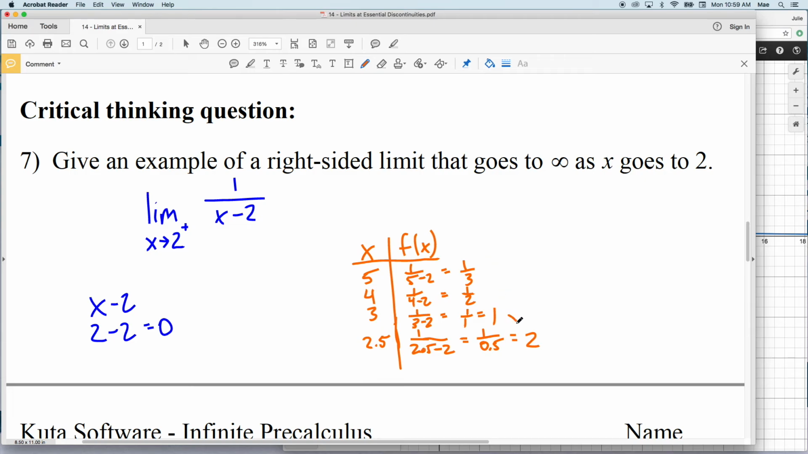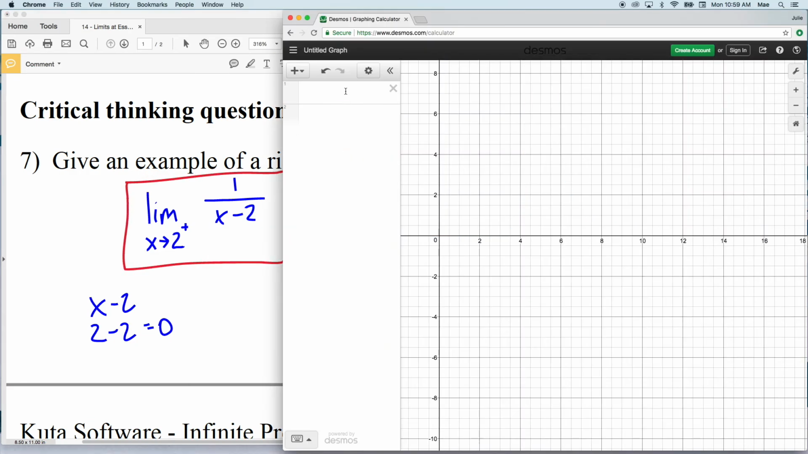So you can see my values are getting larger as we're approaching positive 2 from the right. So this limit will go to infinity as x approaches 2 from the right. And let's double check this on a graph. So we'll plug in 1 over x minus 2. And you can see that as we approach 2 from the right, we're getting closer and closer to positive infinity.